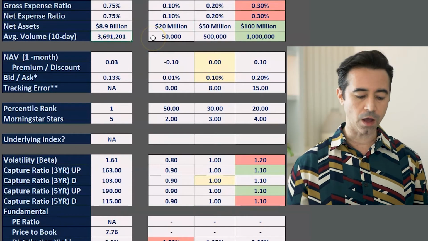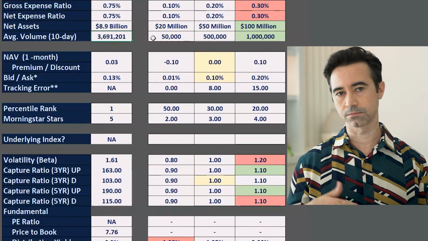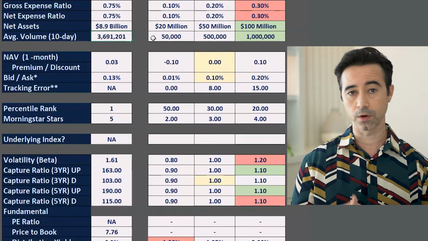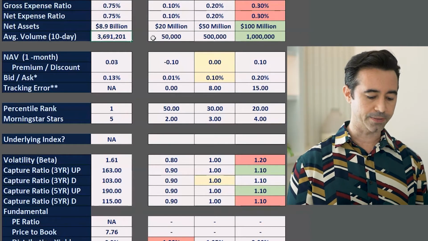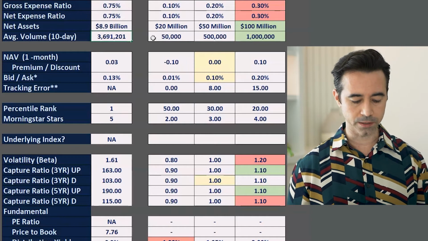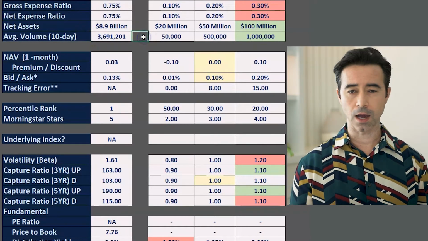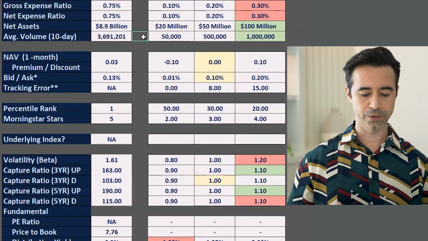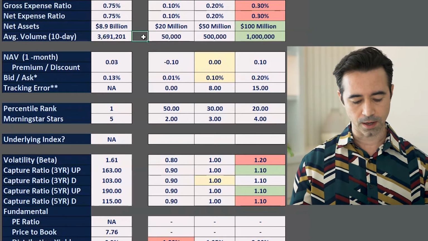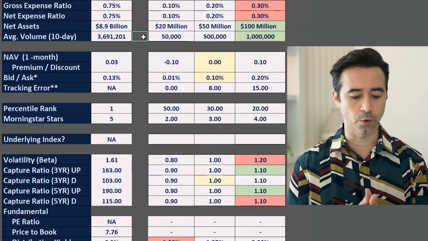The average volume, so you can do this over like 5 days, 10 days, wherever you get the data. I got this from Schwab, I believe. So average volume, 10 days. You can go on ETF.com. I think you can find this data. You can go on Schwab, Vanguard, Fidelity. I think they all have this for you.